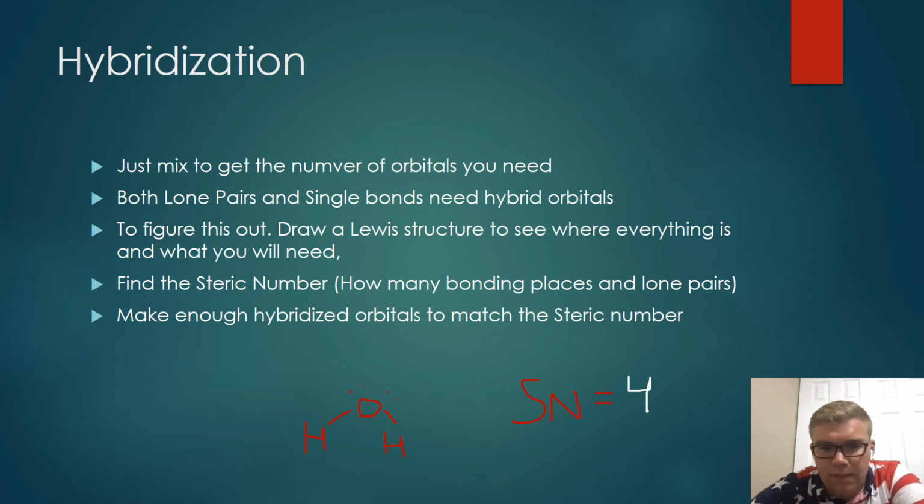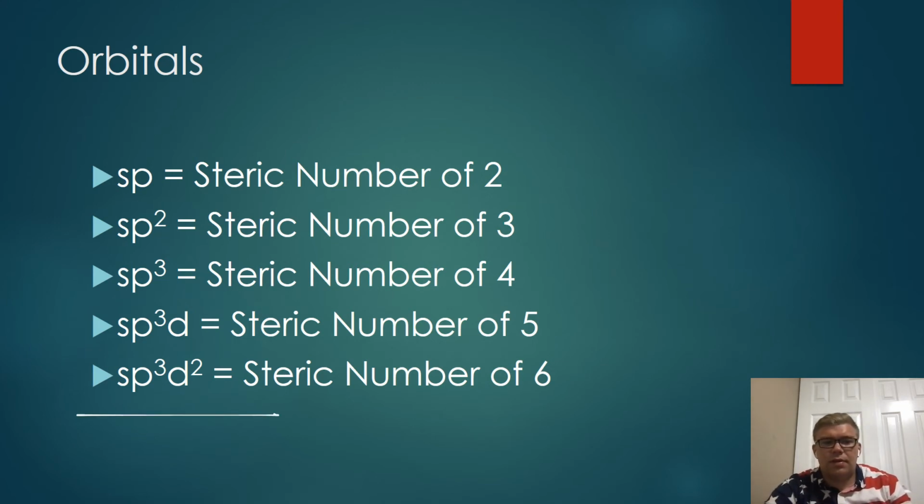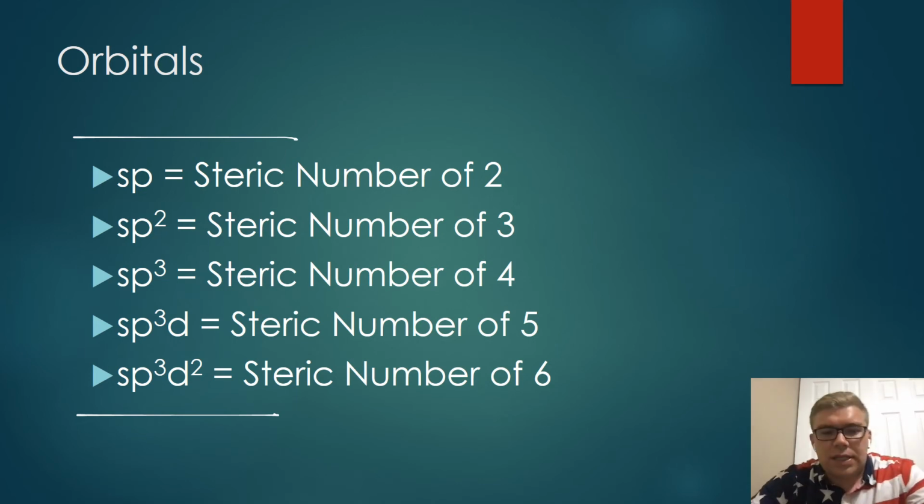Sweet. So, next slide. Okay, so these are the hybridized orbitals that we're going to have to cover. And this is basically all of them. We're not going to go past this down here, and we're not going to go below that. There's actually nothing below that. But that's what we're going to work with.